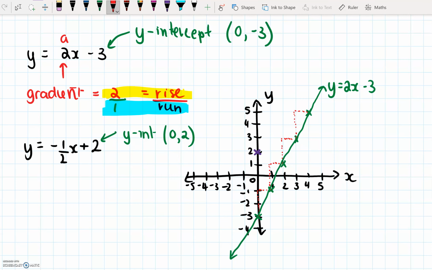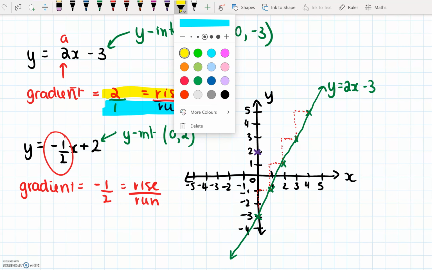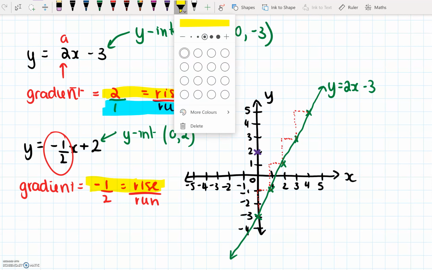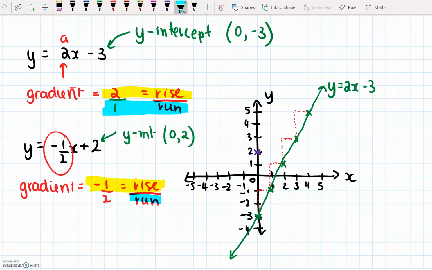Now our gradient is equal to, in this case, minus a half, and that is our rise over our run. You can see here that our rise, in this case, is minus 1. What does that mean? Well, if you have a rise of minus, that means instead of rising, we're going to drop. So we're going to go down instead of up, and then our run is 2.